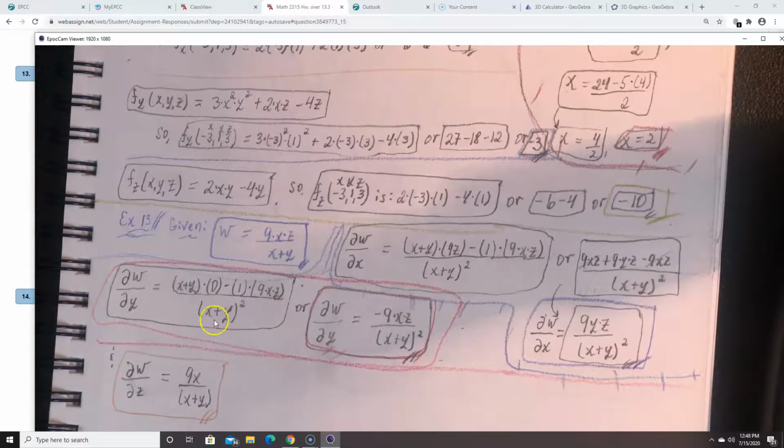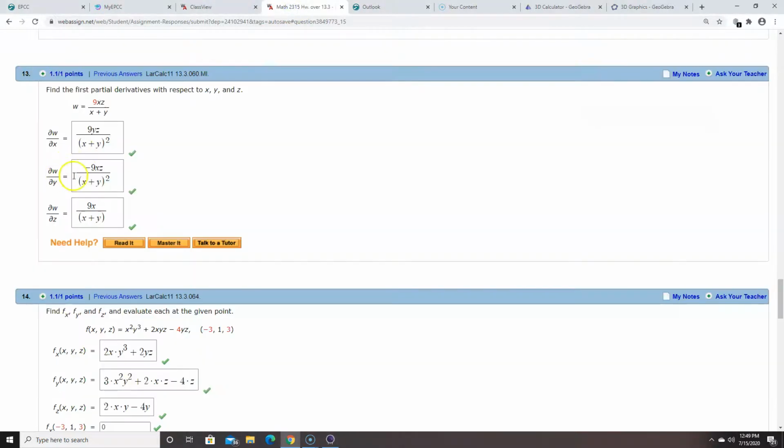Clean this up. (x plus y) squared still in the denominator. In the numerator, 0 times x plus y is 0. That all goes to 0. It's gone. Negative 1 times 9xz is just negative 9xz. And so there's our partial derivative of this function with respect to y: negative 9xz over (x plus y) squared. And there's the friendly green check mark.